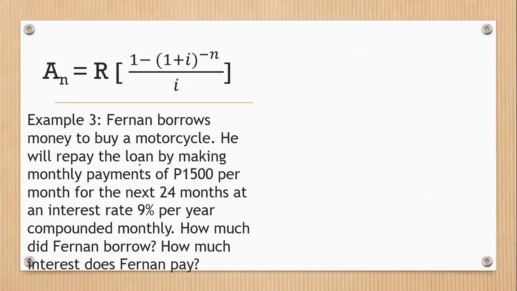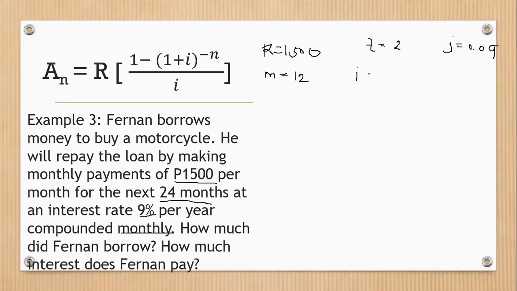Example number 3, Fernand borrows money to buy a motorcycle. He will repay the loan by making monthly payments of 1,500. So our R is 1,500 per month for the next 24 months. How many years is that? So 24, since po ang 1 year ay may 12 months, so we have P2. Next, interest rate of 9%. So our J, 9%, 0.09 per year, compounded monthly. So our M po is 12.